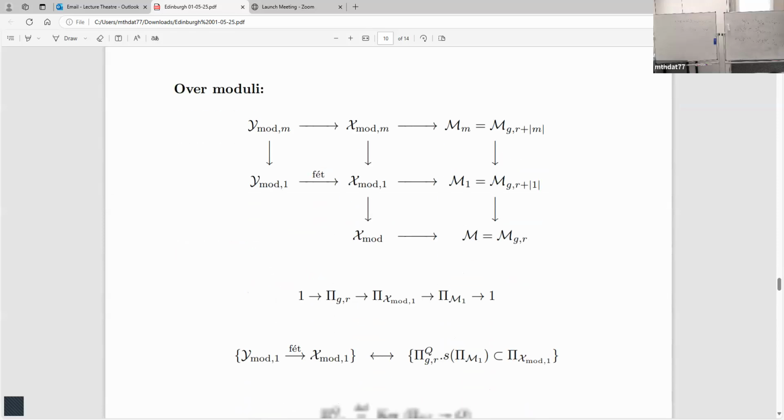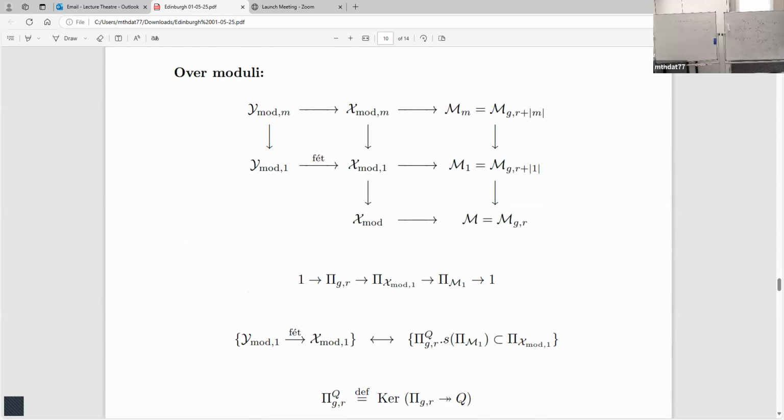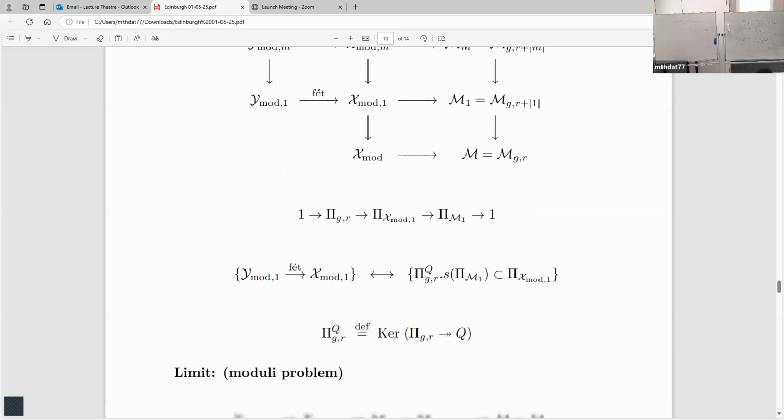Okay, now, as I said, we want to work over the moduli, right? So this is the moduli stack. So this is the universal curve over M. So all squares here are Cartesian. So we just base change this to M1, which is GR plus absolute value 1. So the absolute value here means that the added points are ordered. And then we consider a cover, finite étale cover of X mod 1, which is, again, constructed in an ad hoc way.